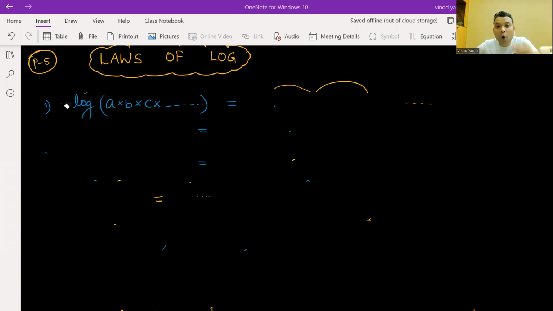it's about product. Log when applied to a product of the numbers. So what's the answer? How does it move forward? When you apply log to the product of the numbers, how do you open the bracket? It will be sum of the logs: log of A, the first number, plus log of B, plus log of C, plus log of D, and the next number, and so on. So how do we read this? Log of product is sum of the logs. Okay. Log of product is sum of the logs.